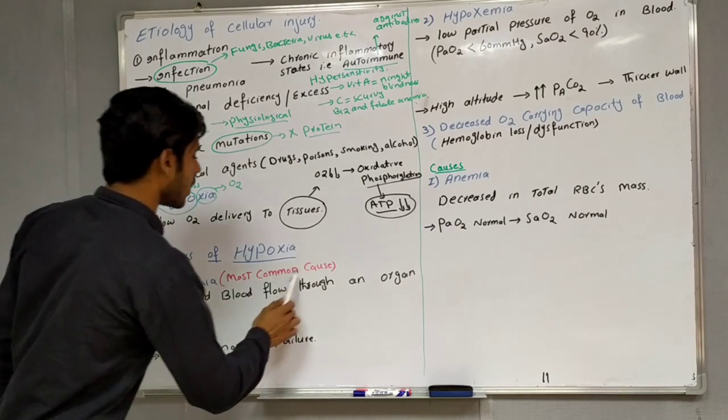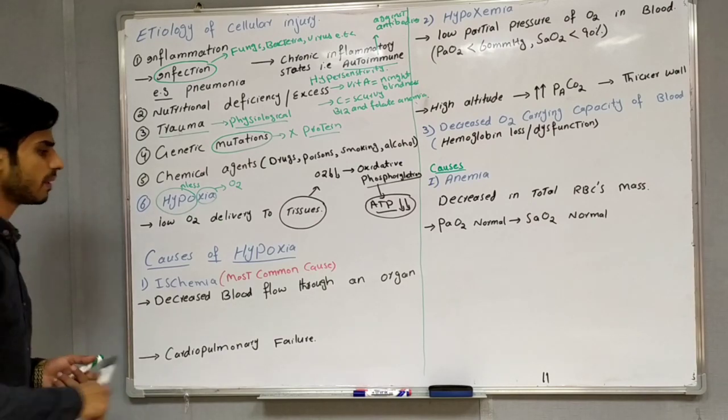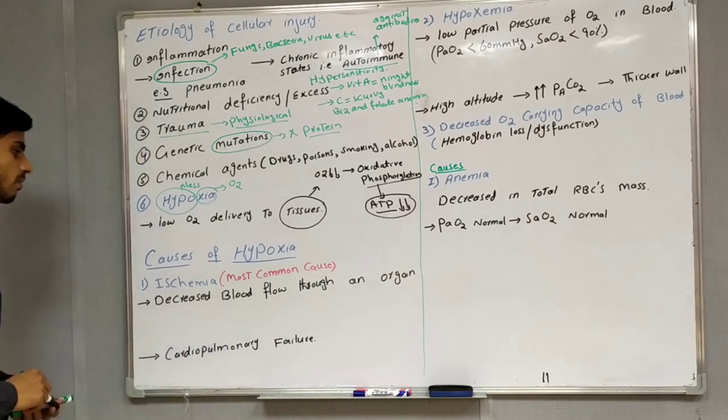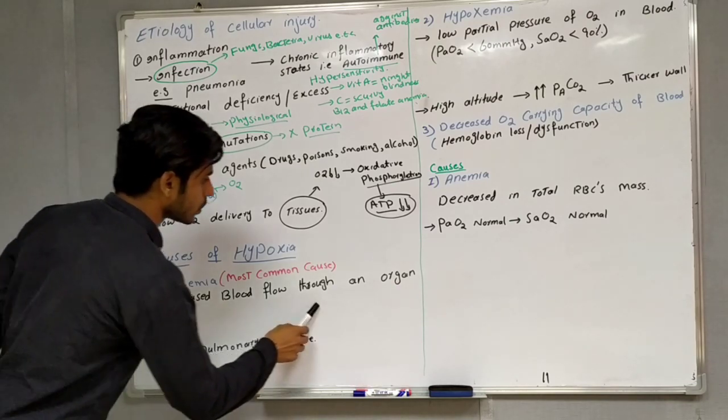Ischemia is the most common cause of hypoxia. It can be an exam question: what is the most common cause of hypoxia? That's ischemia. So the first point about this is decreased blood flow through an organ.